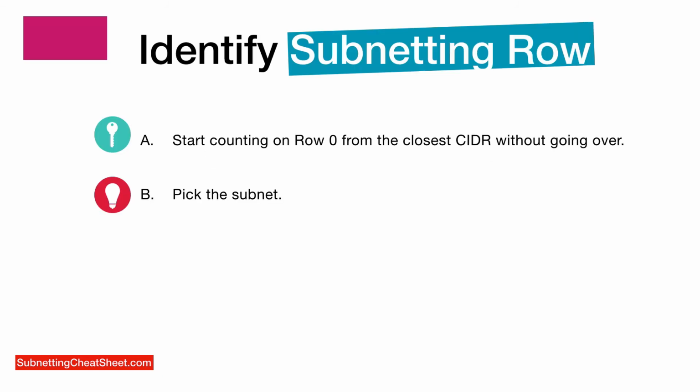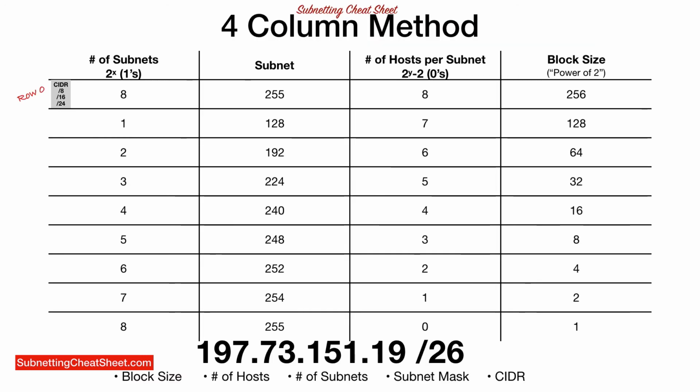So the next step in the 5-step subnetting process is to identify your subnetting row. And you do that by starting counting at 0 from the closest CIDR without going over. Also, if they give you the subnet mask, oh, that's so easy. All you have to do is look at this second column here and find your subnet. So if they gave you 255.255.255.192, you just go here. You're like, okay, there's 192. So here is my subnetting row that I will use to solve all of the subnetting problems. Ta-da! Okay, I hope that helps.